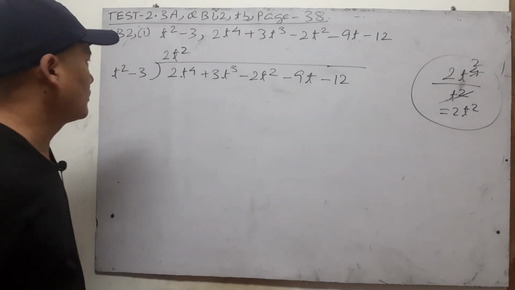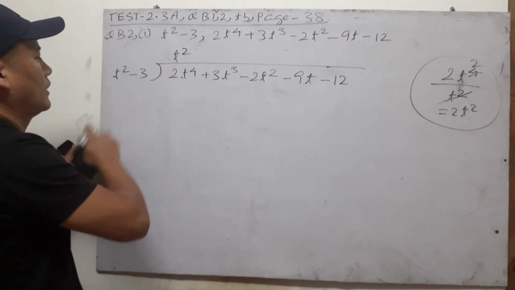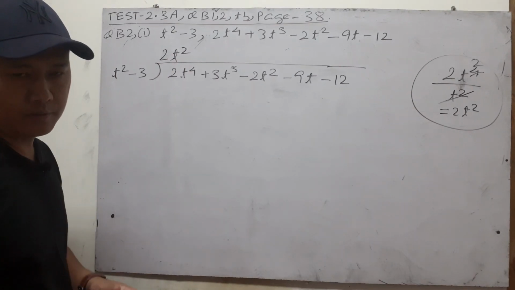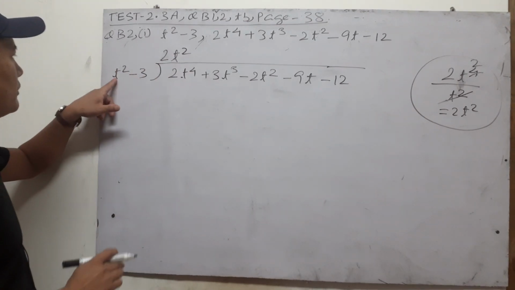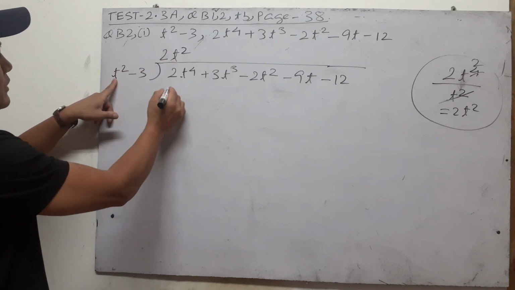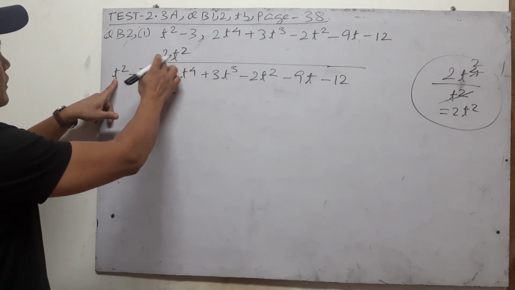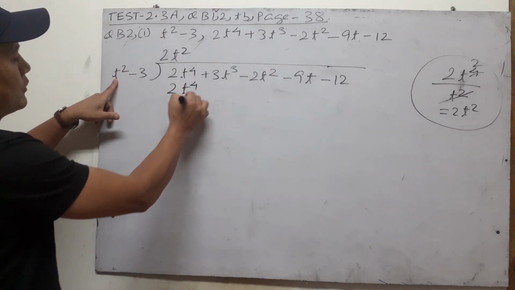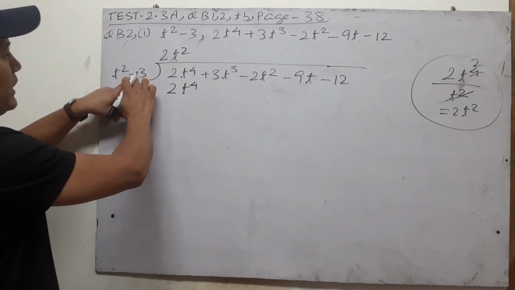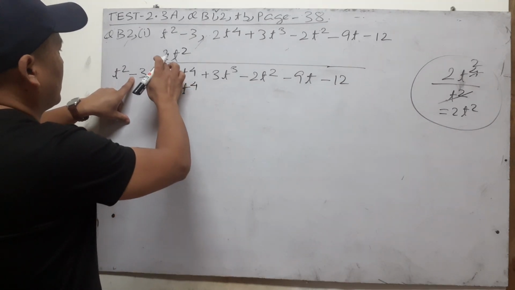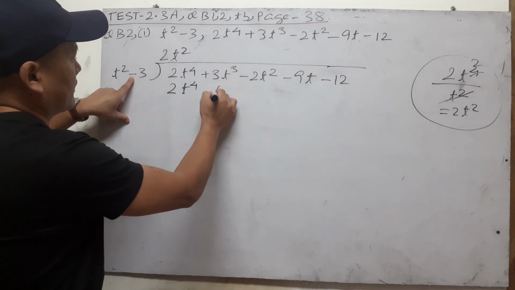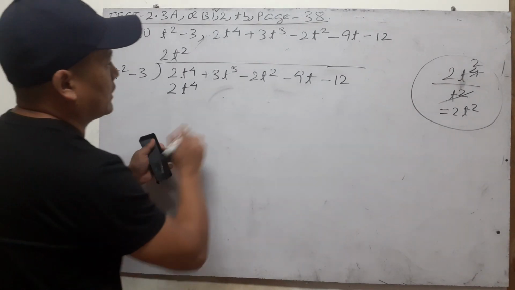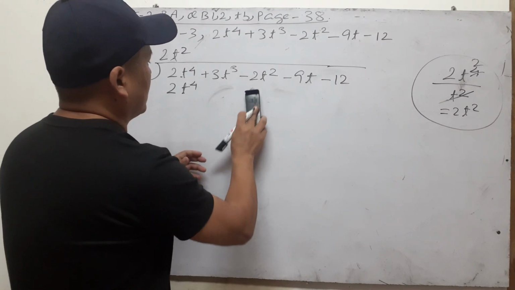Now multiply this 2t square to the terms of the divisor. Plus and plus, plus. 2t square into t square is 2, t square into t square, power 2 plus 2, power 4. Plus and minus, minus. 2 3s are 6t square, so 6t square. So that should not be there, it should go here. 6t square.